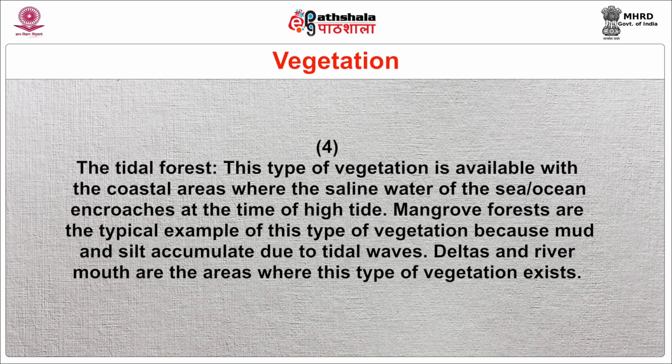The fourth type is tidal forest. This type of vegetation is found in the coastal areas where the saline water of the sea or the ocean encroaches at the time of high tide. Mangrove forests are the typical example of this type of vegetation because mud and silt accumulate due to the tidal waves. Deltas and river mouths are the areas where this type of vegetation exists.